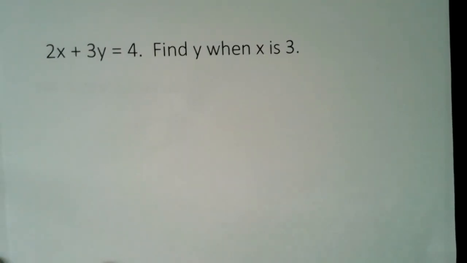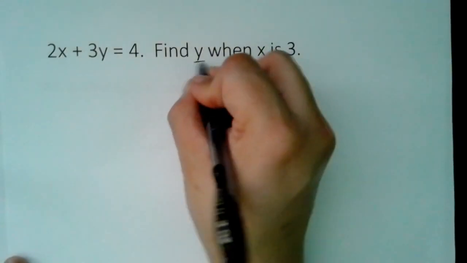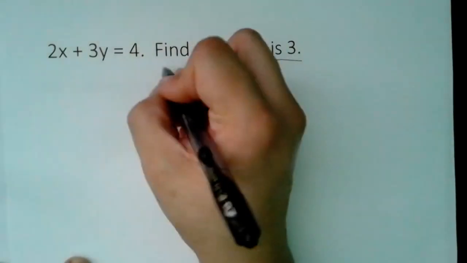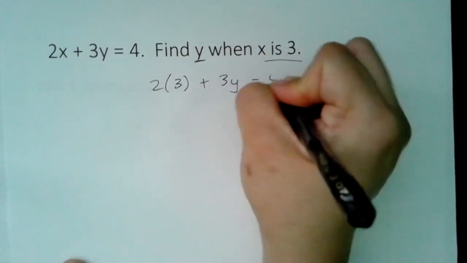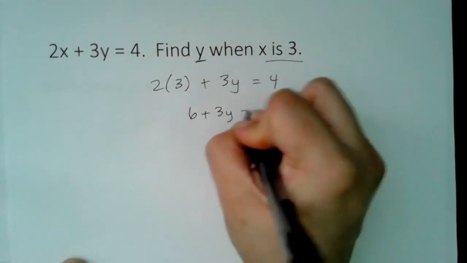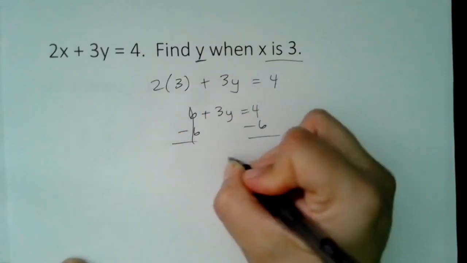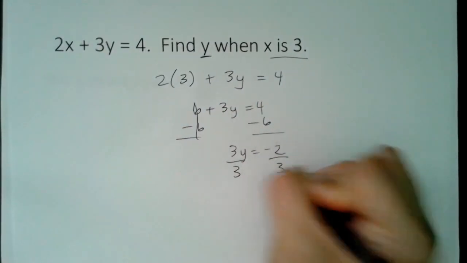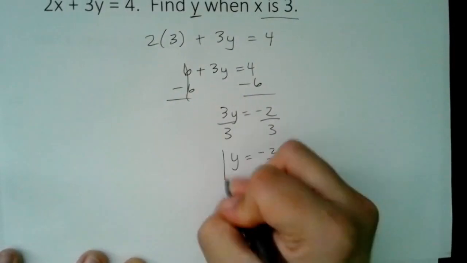Let's do another problem. Now what if we have 2x plus 3y is equal to 4, and they want you to find y when x is equal to 3. The same thing, we plug it in and solve it. So 2 times 3 plus 3y is equal to 4, that's 6 plus 3y is equal to 4. Subtract 6, we get 3y is equal to negative 2, and then divide by 3, and you would get y is equal to negative 2/3.